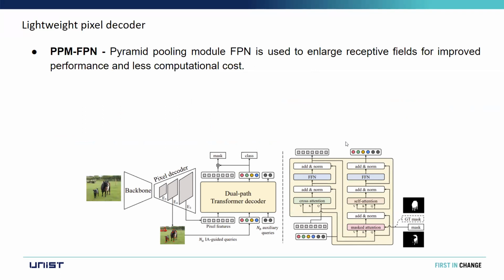So let's go to the pixel decoder. For simplicity, improved performance and less computational cost, they decided to use PPM-FPN, which is the pyramid pooling module of the feature pyramid network, to enlarge receptive fields, improve performance, and have less computational cost. They also show results about this, why it's better than the others in terms of computational cost. This is the pixel decoder.